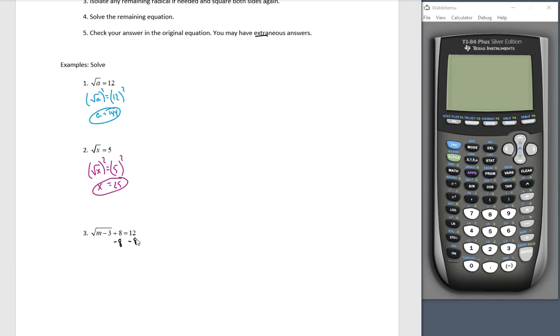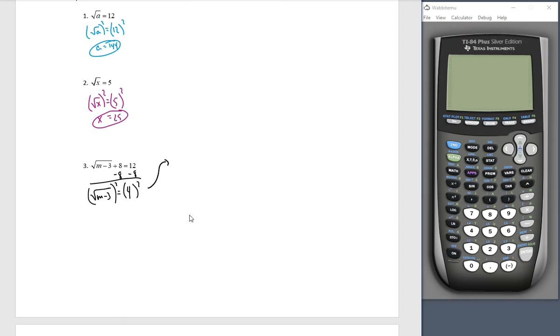Subtract 8 from both sides. We want to isolate our radical. The square root of m minus 3 equals 4. Now that the radical is isolated, we can square both sides. I'm going to take this up over here. For some reason, I don't want to scroll down. I don't know. m minus 3 equals 16. Let's add 3 to both sides. We'll get m equals 19. I almost wrote just 9. Let's get a 19 in there.